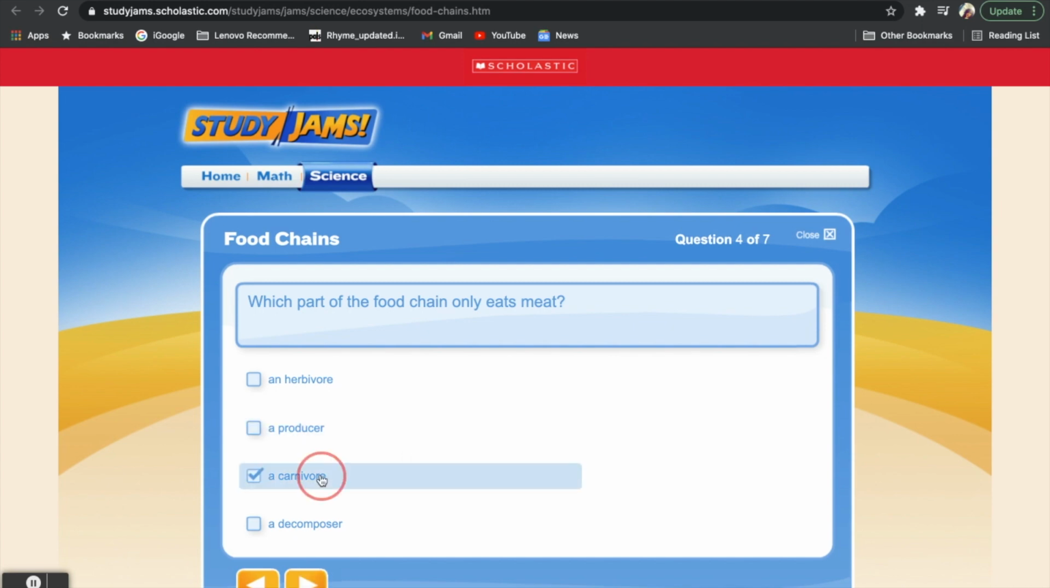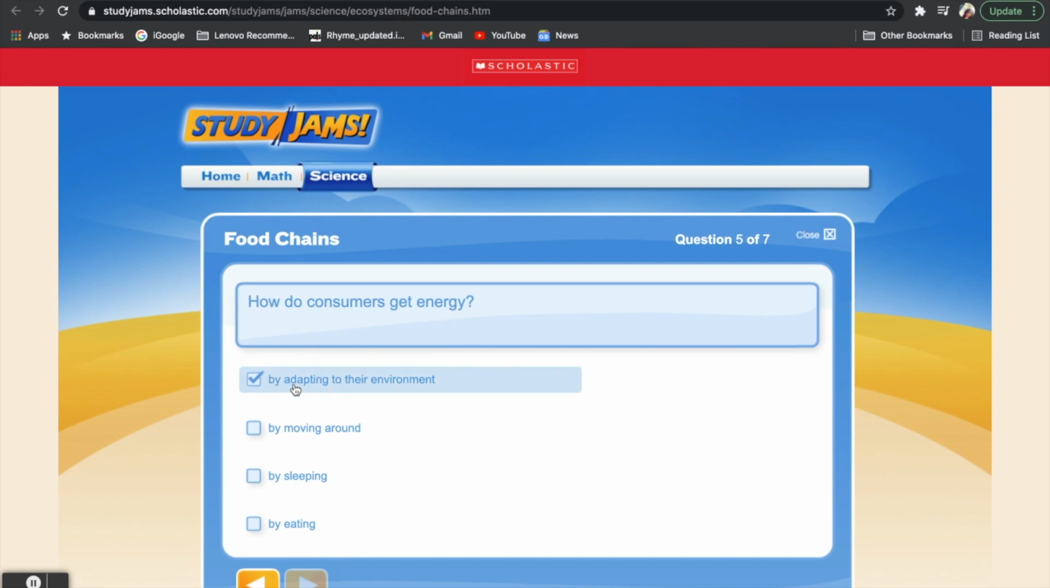If you said carnivore, that is correct. A carnivore is a type of consumer that only eats meat. Our next question says, how do consumers get energy? Is it choice 1, by adapting to their environment? Choice 2, by moving around? Choice 3, by sleeping? Or choice 4, by eating? If you said by eating, that is correct. Consumers get their energy by eating.